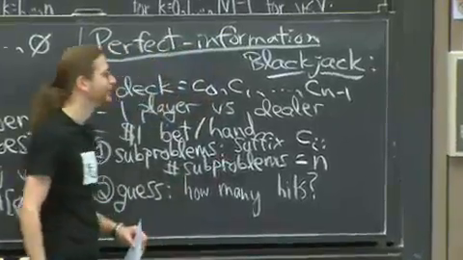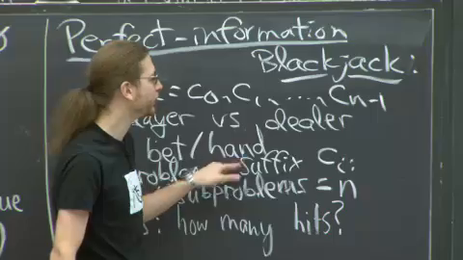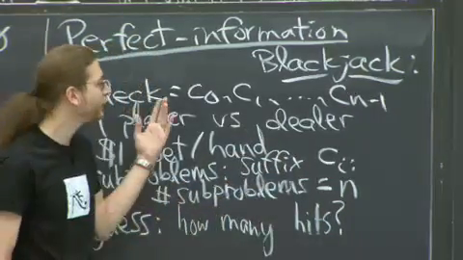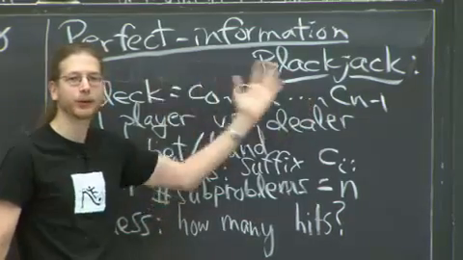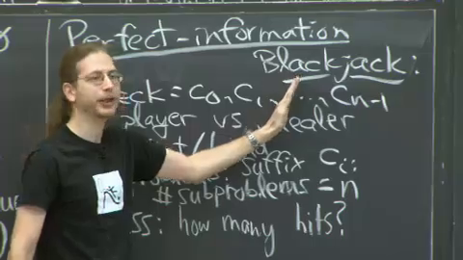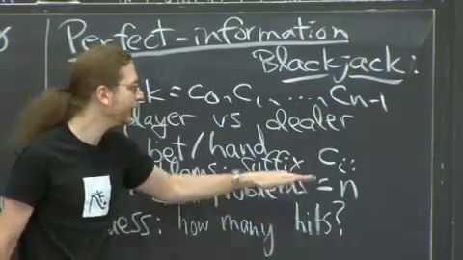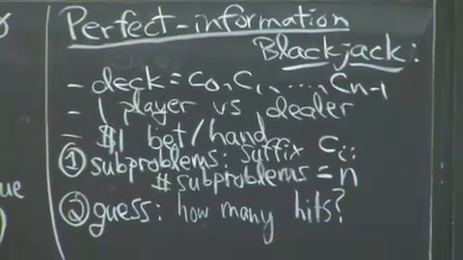N choices. Okay, this is really important. It's really useful that we're thinking about suffixes. It's not that some subset of the cards have been played. That would be really hard because there's exponentially many different subsets that could be left. It's always a prefix that gets played and therefore a suffix that's left. And there's only n suffixes. Remember that. I'm going to use it over and over in dynamic programming.